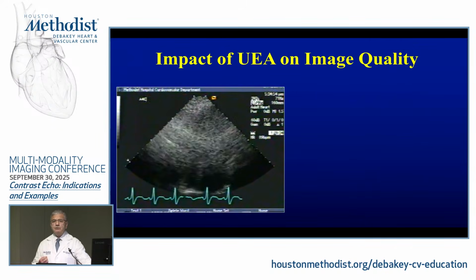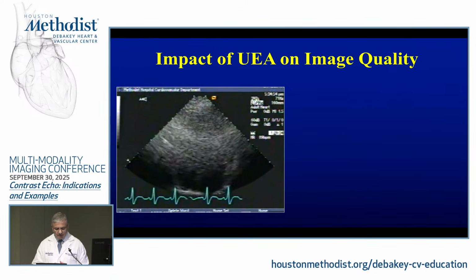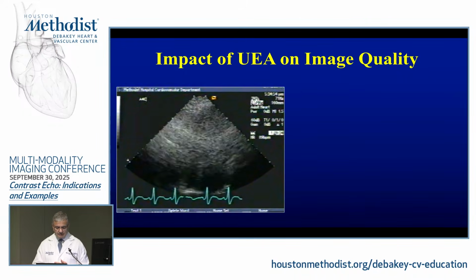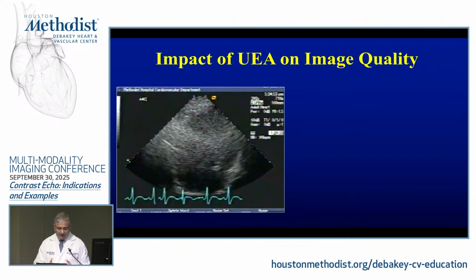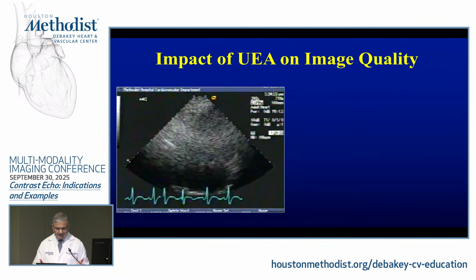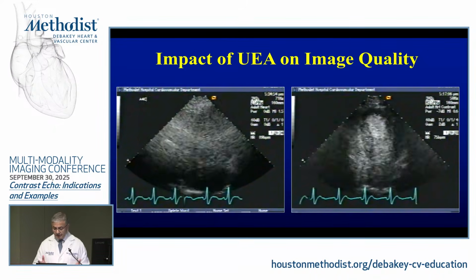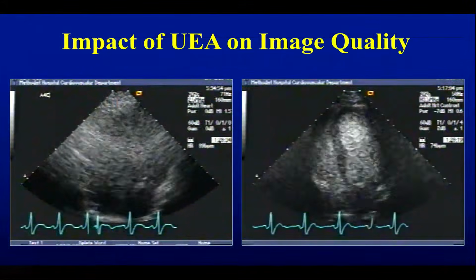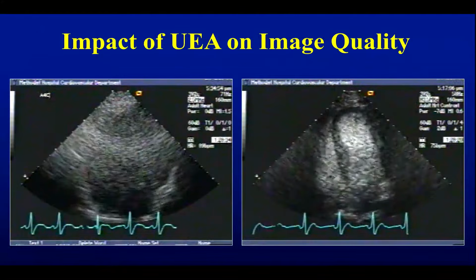A few things as to understanding or optimization of the images with contrast. Now, people don't like to show such cases, right? This is a fully uninterpretable study from the apical window, and you use contrast and it becomes very interpretable. You can measure the size of the ventricle, you know what the regional function is, what the global function is like, and I think these are very important.